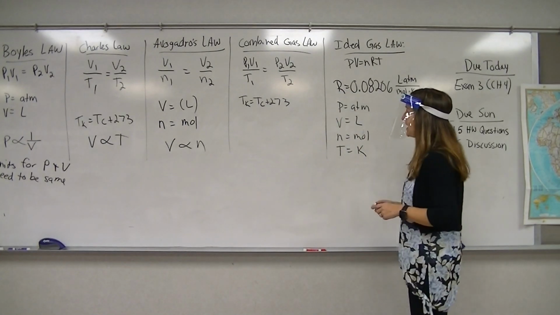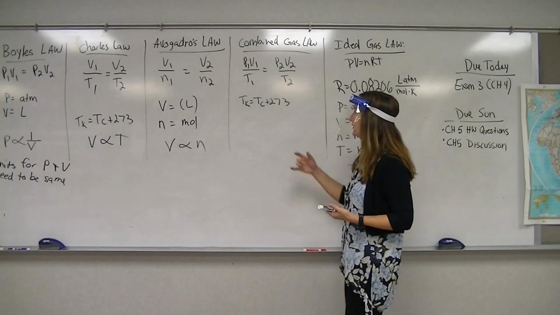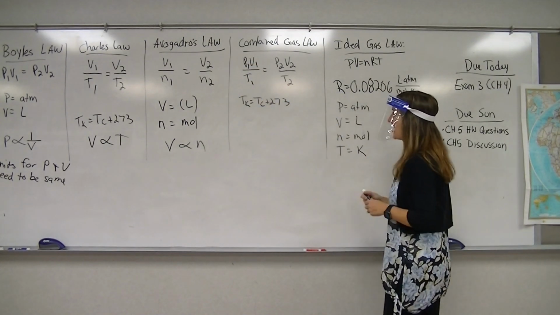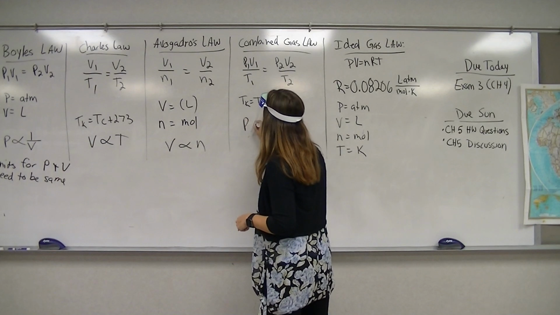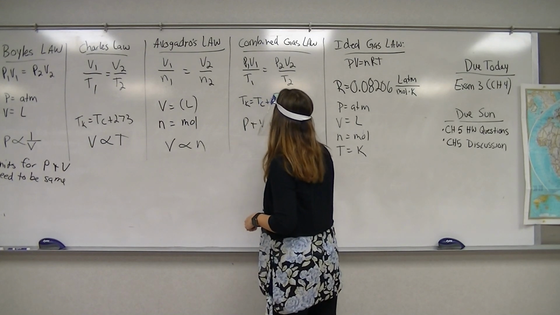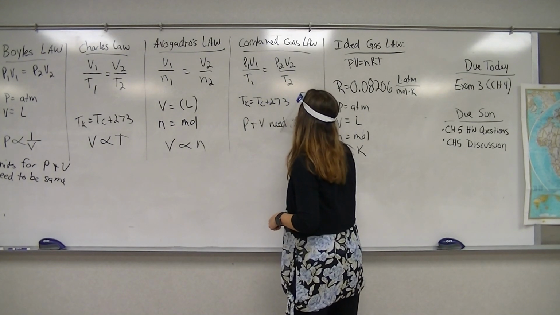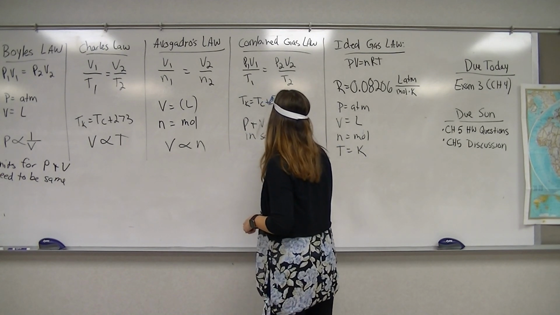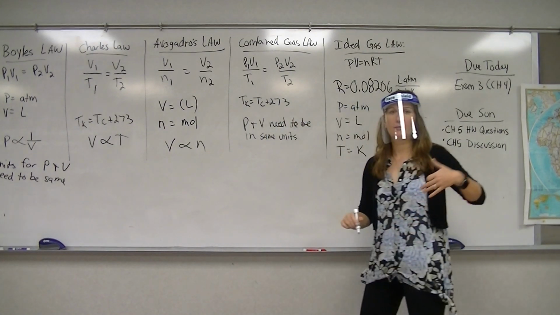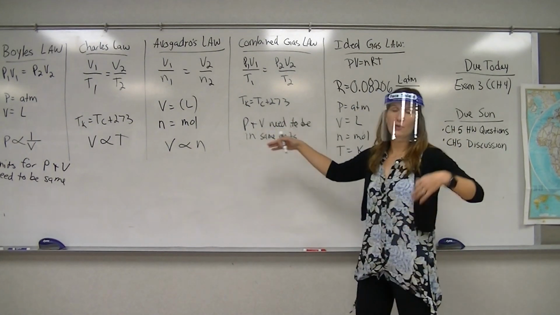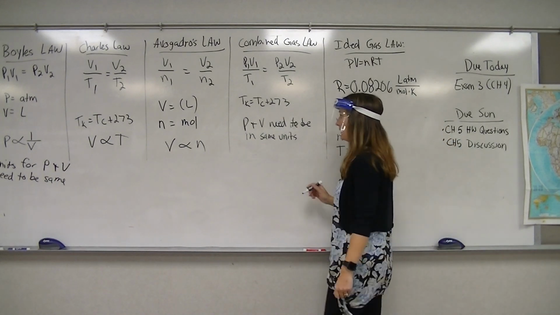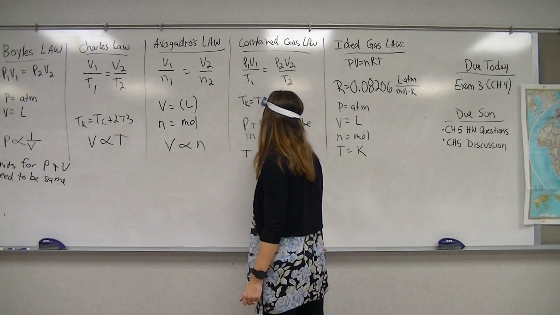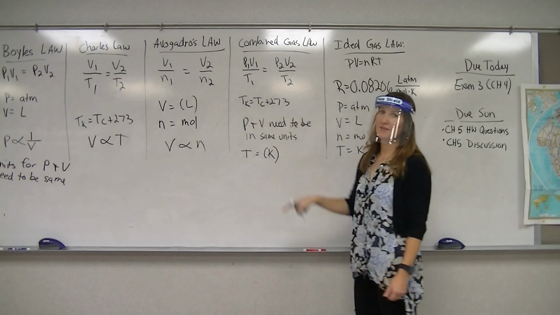Looking at the combined gas law, now we're including pressure, volume, and temperature. Okay? It's on both sides of the equation. So pressure and volume need to be in the same units, whether that's ATM, torr, millimeters of mercury, or for volume, liters, milliliters, as long as it's the same units. Temperature does have to be in Kelvin, so converted if it's in Celsius.